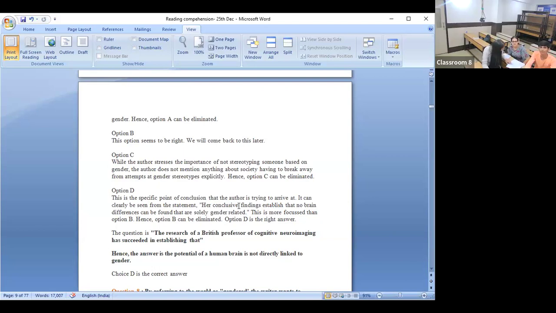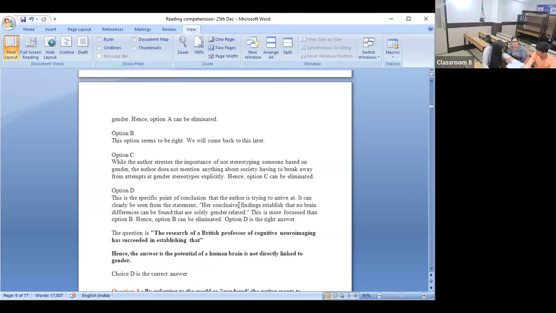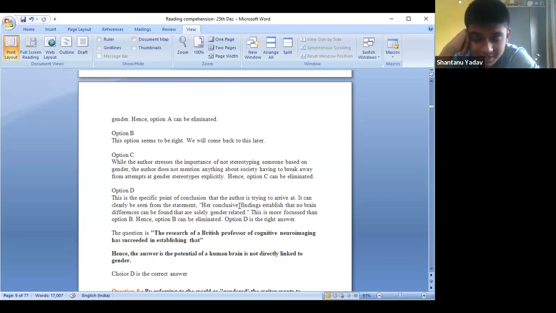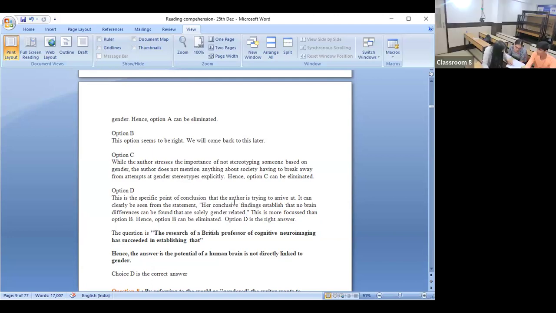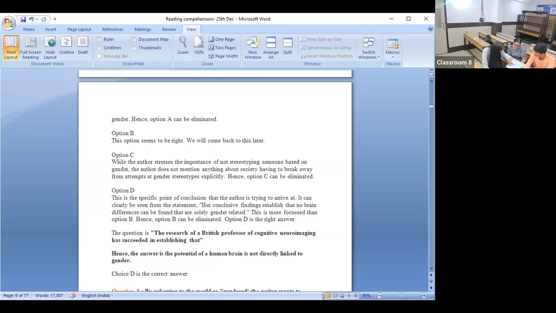Shantanu, she thinks it's A. Yes, ma'am. She thinks it's A. Oh, the answer is A. No. It is E because, you know why? Because she examines how science, look at the second paragraph, third line, how science has been misinterpreted, misused to ask the wrong questions. Conclusive finding, no brain differences can be found that are solely gender related. No decisive category defining difference between the brains of men. So it cannot be done. We go with D. Okay, Shantanu?